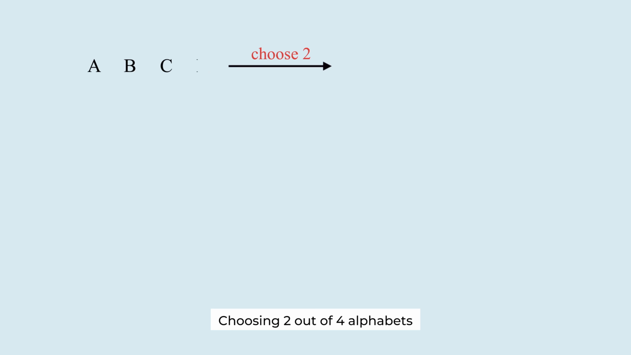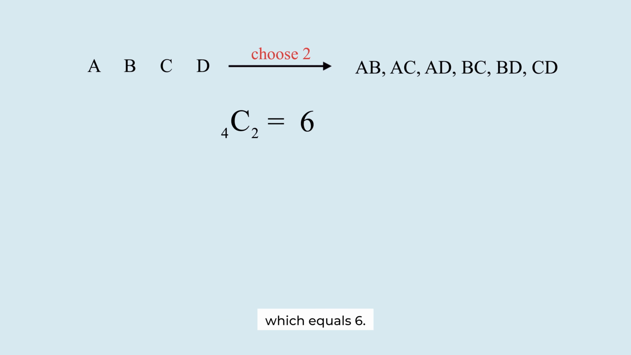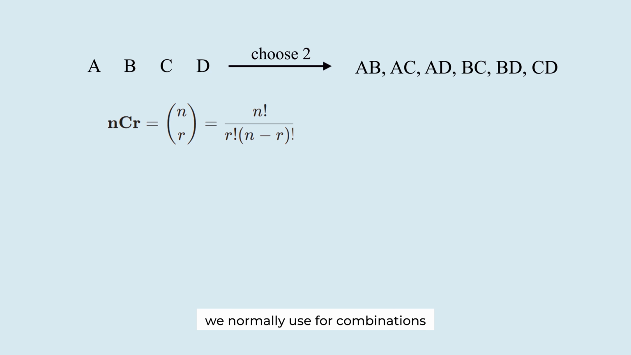Choosing 2 out of 4 alphabets is 4 choose 2, which equals 6. Then, what is pi choose 2? The formula we normally use for combinations works perfectly whenever n and r happen to be natural numbers.